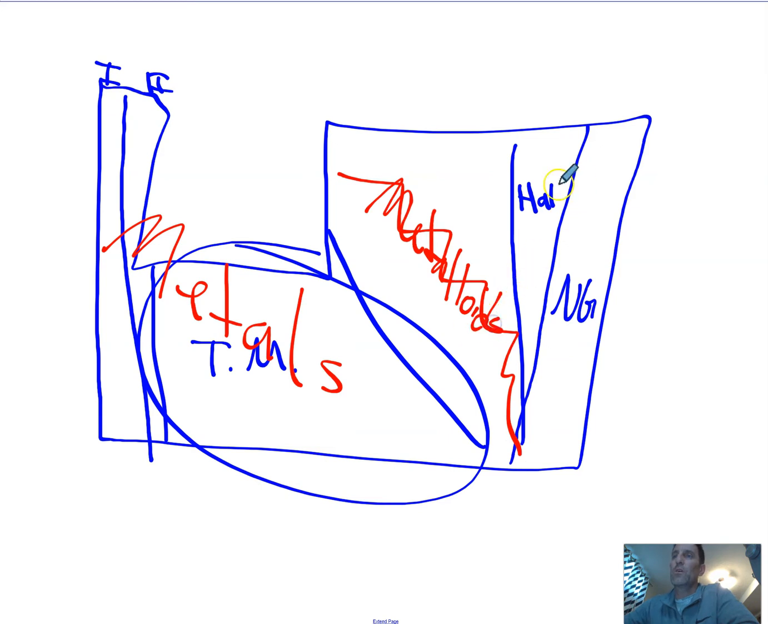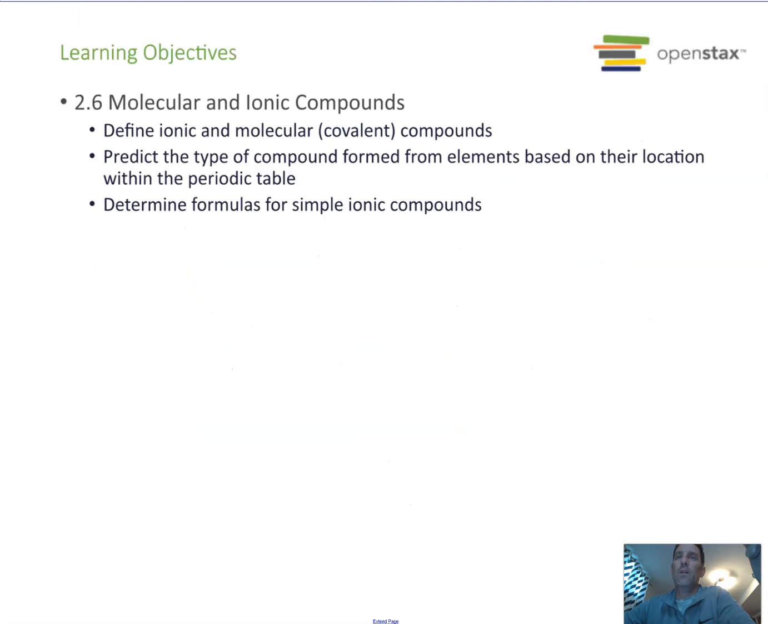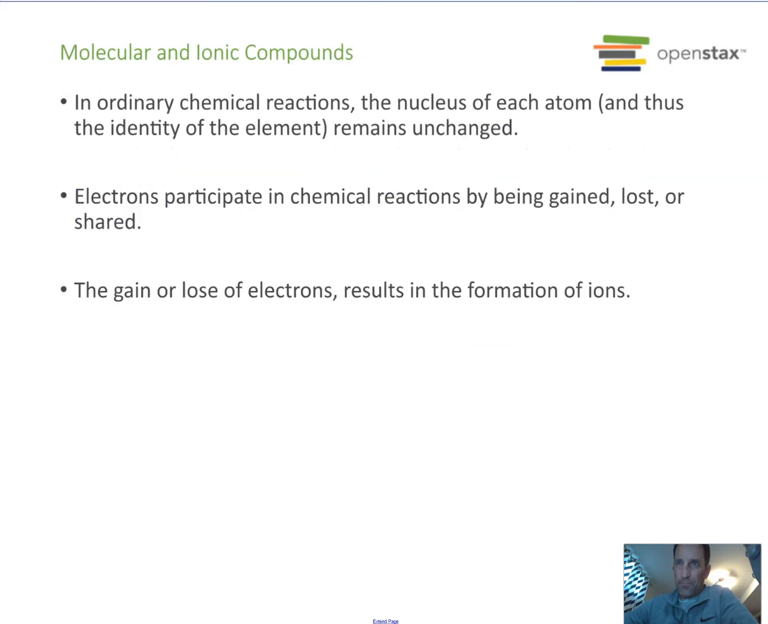This is terrible. And these are your non-metals. So if you need to pause it, go ahead and do that. All right, then 2.6 molecular and ionic compounds. So we'll jump into that.